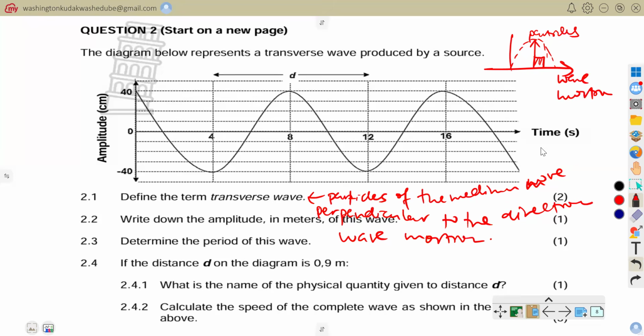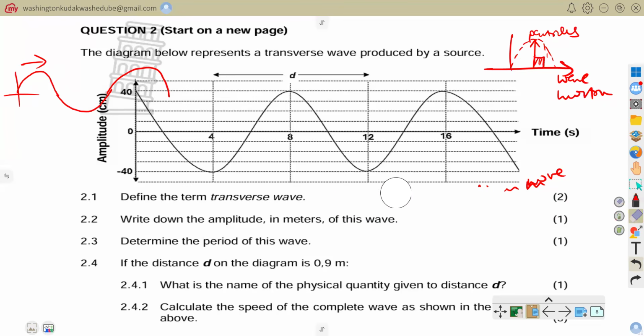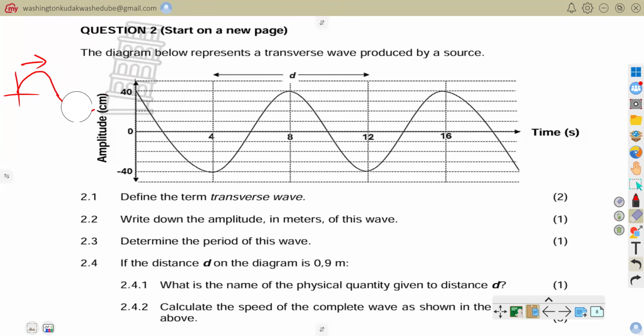That is what we refer to as the transverse wave. So we know that our transverse wave moves up and down, and it can also move down and up. That is what we refer to as a transverse wave. So that is what we simply refer to as a transverse wave according to the definition that we have given earlier.